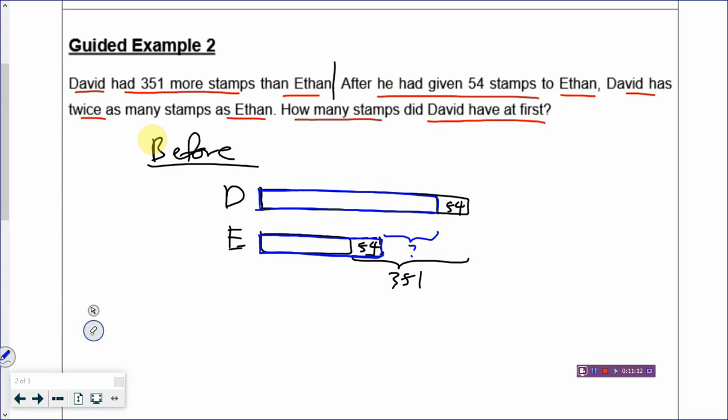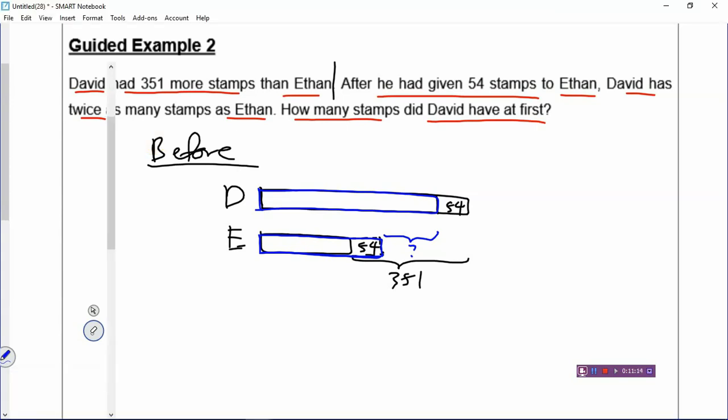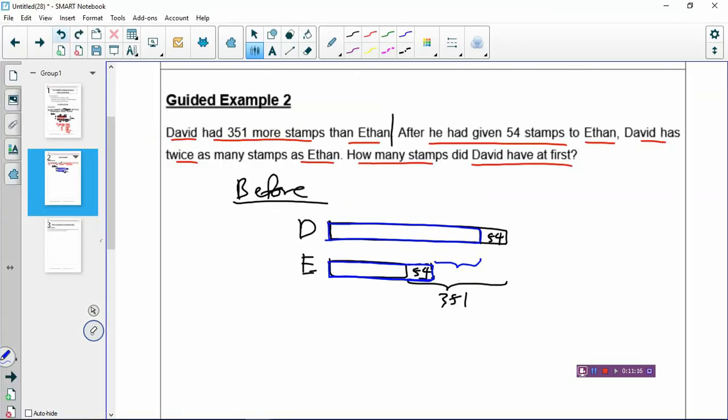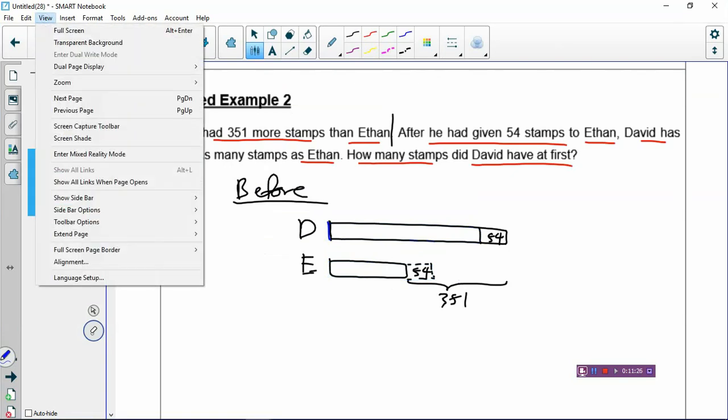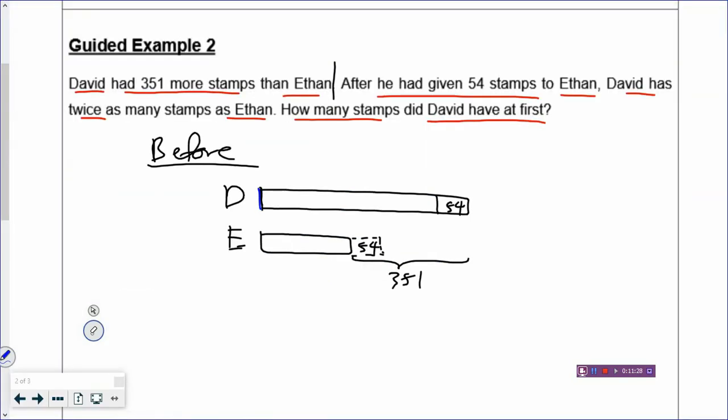Okay, but let us just undo some of this highlighting, because we are now looking at the before model. So your before model is something like this. Now how are we going to draw the after model? In the after model, David is going to have twice as many as Eden. Okay, so here we go.